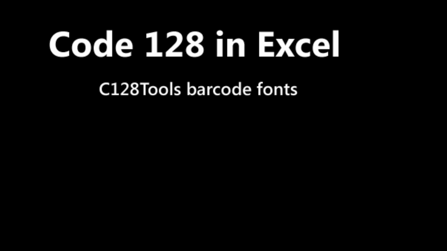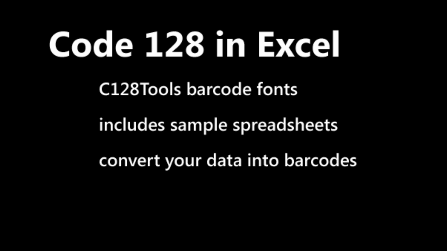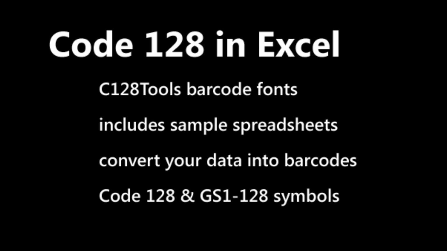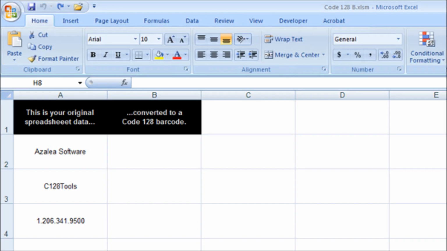Make code 128 and GS1 128 barcodes in Excel using C128 tools from Azalea Software. C128 tools is a barcode font collection available for Windows and OS X. It includes a number of Excel spreadsheets that have macros which convert your data into the equivalent code 128 symbols. Modify one of our sample spreadsheets or copy the macro into your existing spreadsheet.